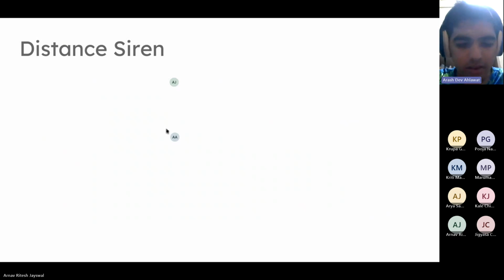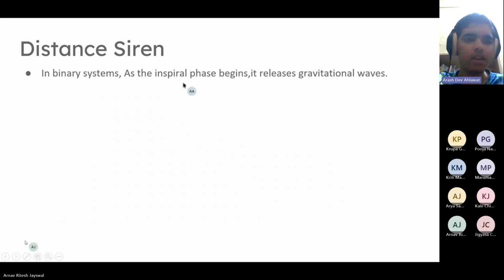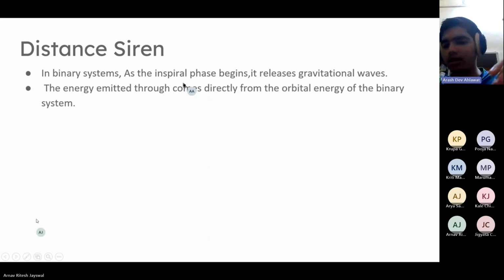In binary systems, the inspiral phase is what it is termed when two binaries are circulating around each other and start coming closer because of gravitational interaction. As they come closer, angular momentum should be conserved, so their velocity increases, MVR, as you all know. They have to maintain that angular momentum. They come close because of gravitational interaction, and their velocity increases. As velocity increases, the ripples and the waves increase.